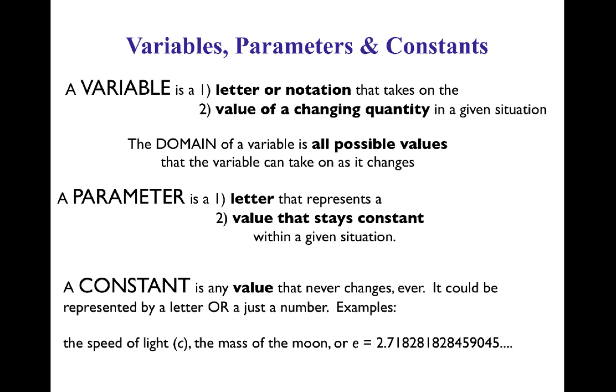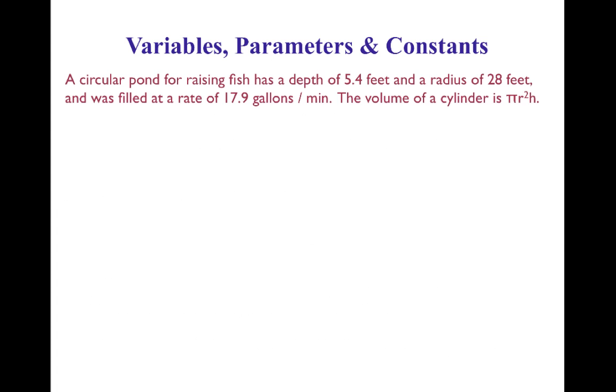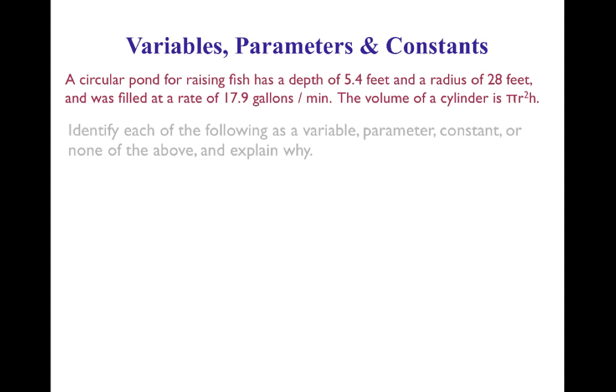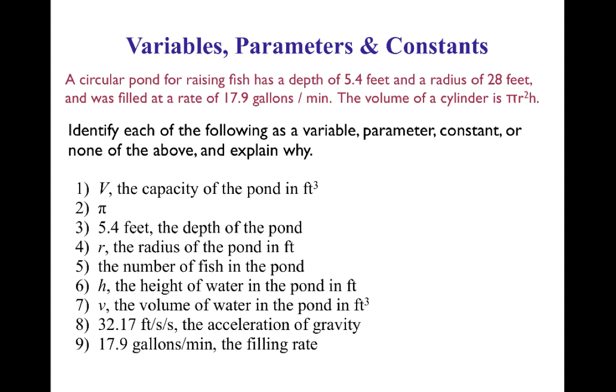So we need practice. Here's a situation. A circular pond for raising fish has a depth of 5.4 feet and a radius of 28 feet, and it was filled at a rate of 70.9 gallons per minute. The volume of the cylinder is pi r squared h. So I have 9 items here, and your task is to determine if each is a variable, a parameter, a constant, or none of the above, and explain why.